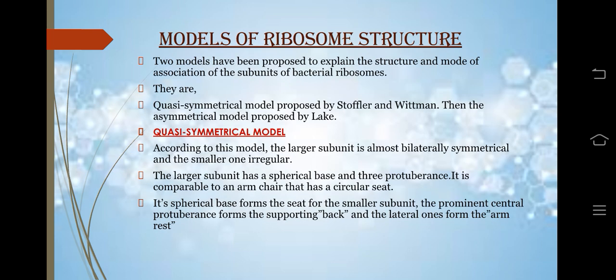Models of ribosome structure. Two models have been proposed to explain the structure and mode of association of the subunits of bacterial ribosomes. They are the quasi-symmetrical model proposed by Wittmann, and the asymmetrical model proposed by Lake. First, the quasi-symmetrical model. According to this model, the larger subunit is almost bilaterally symmetrical and the smaller one irregular.